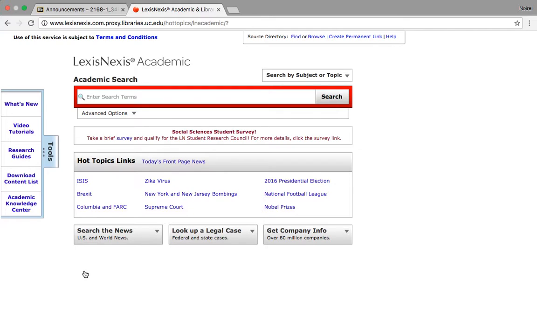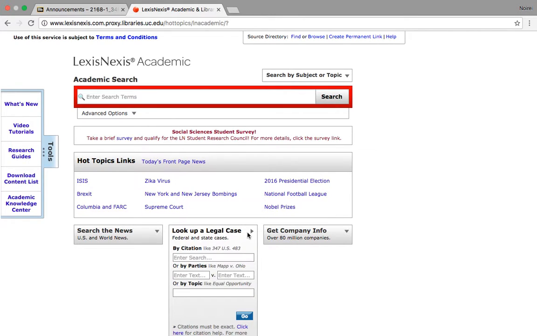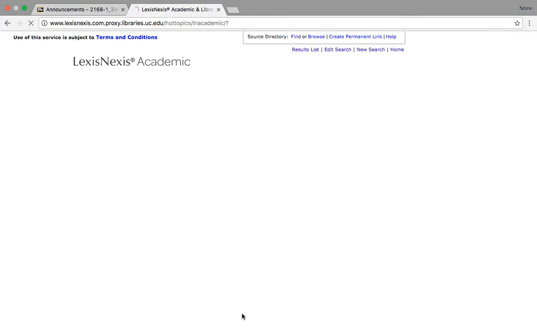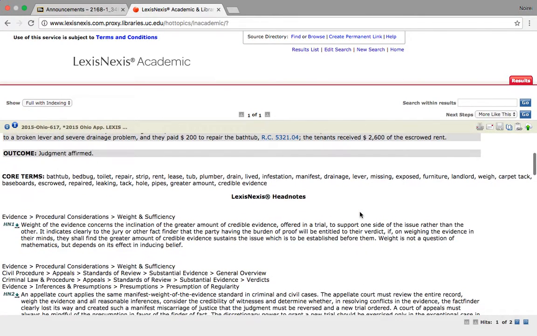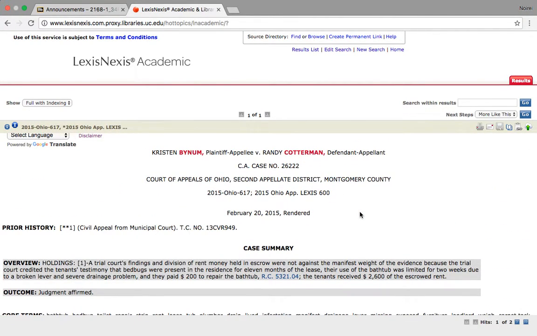So now we want to look up a case. For this one, we're going to do a party search and just look up the case that we briefed 2 weeks ago for an examination. So let's look up that legal case. It was Bynum v. Cotterman. And here we see the case that was presented to you from the 2nd District Court of Appeals representing Montgomery County.